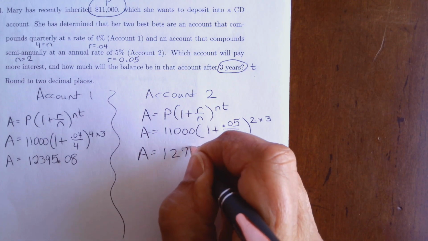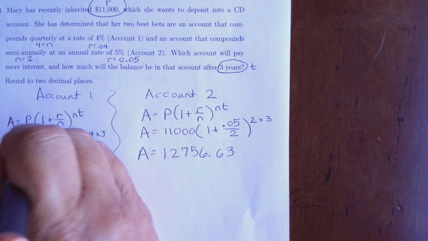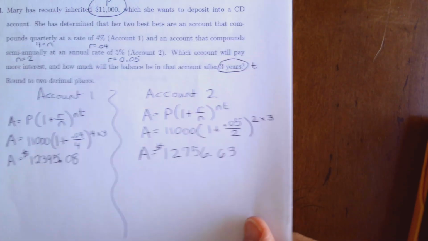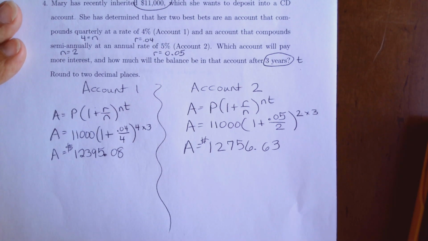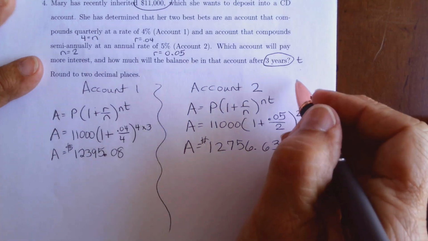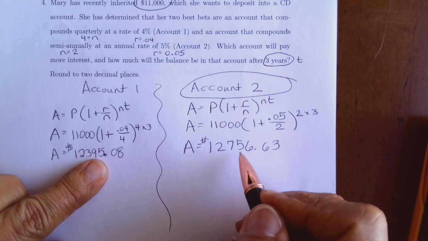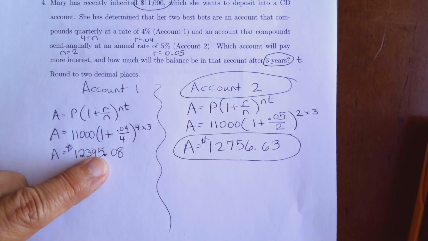So all right, now we can answer the question: which account will pay the most interest and how much will the balance be in that account? So that would be account 2 pays the most interest because we got more money, and this would be the total.